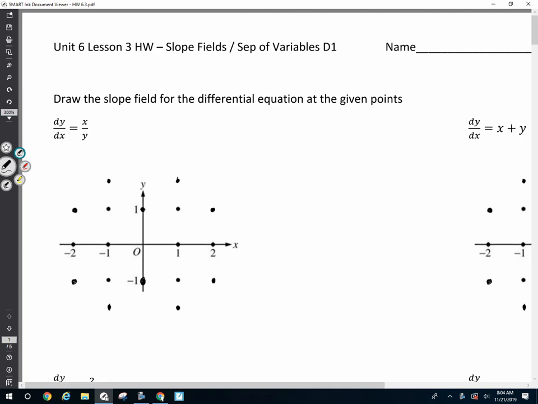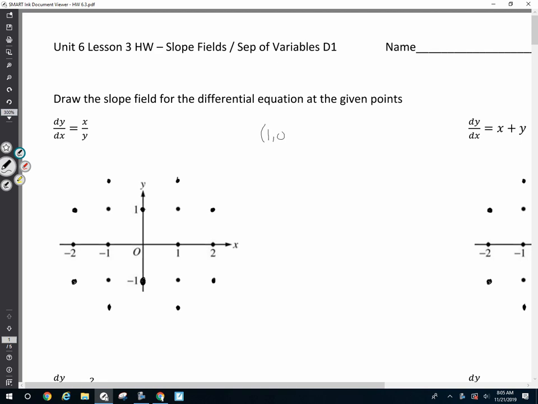This is our homework 3 video. We are going to be drawing slope fields to understand what would be the shape of the solution to this differential equation. All we need to do is take our points and plug them into our derivative. It might be best when you do this to write down the points.